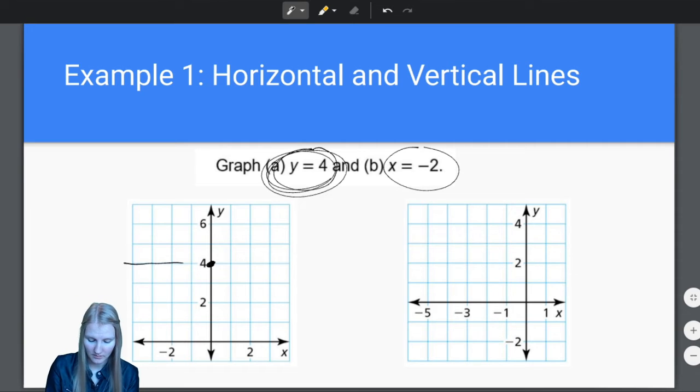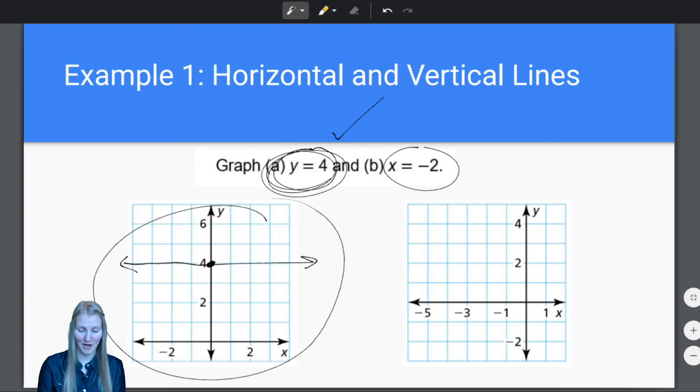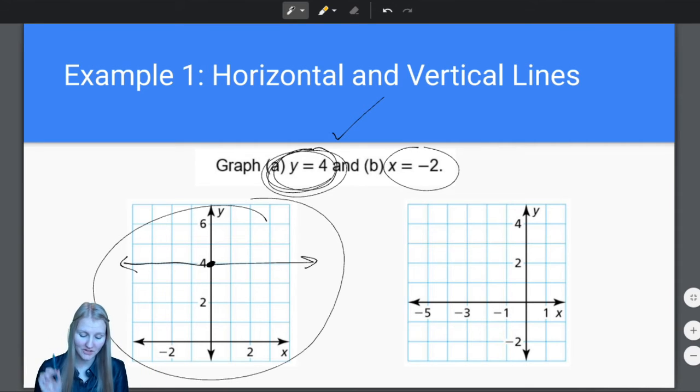Then, we're going to draw a line through it. The end. Graphed. That is the graph of y equals 4. It is a horizontal line at y equals 4. It crosses the y-axis at 4.